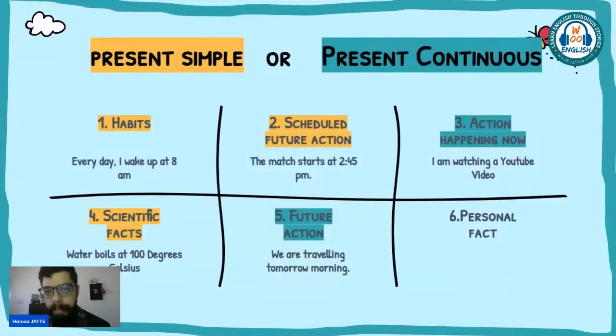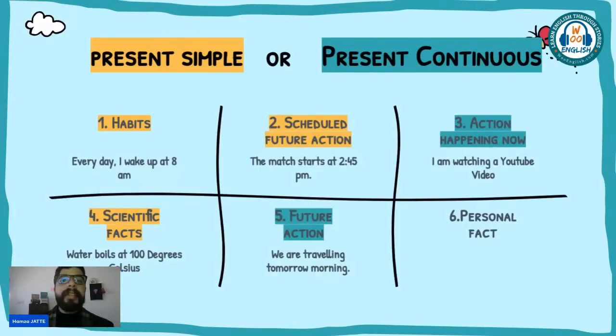I have an example here to showcase the future action using the present continuous. We are traveling tomorrow morning. Of course, this is not a schedule like a football match or a train schedule or a TV program or a course, but this is just basically that we will travel tomorrow.